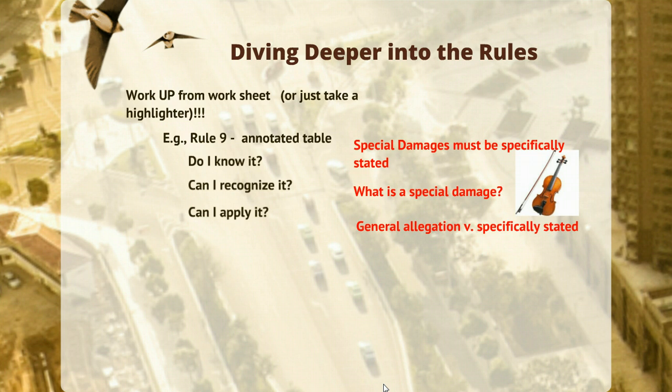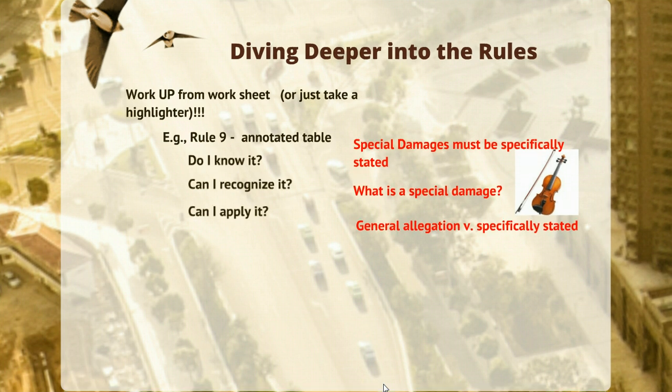So now I have it. I worked from my worksheet. I found the table. I'm diving really deeply into Rule 9. Do I know what the actual rule is? I do. Can I recognize it? Yes, I've spotted a triggering event. I've given myself a hypo. And can I apply it? Yep. I want to make sure I actually understand more than just stating the words in the exam, must be stated specifically. I know what specifically actually is.